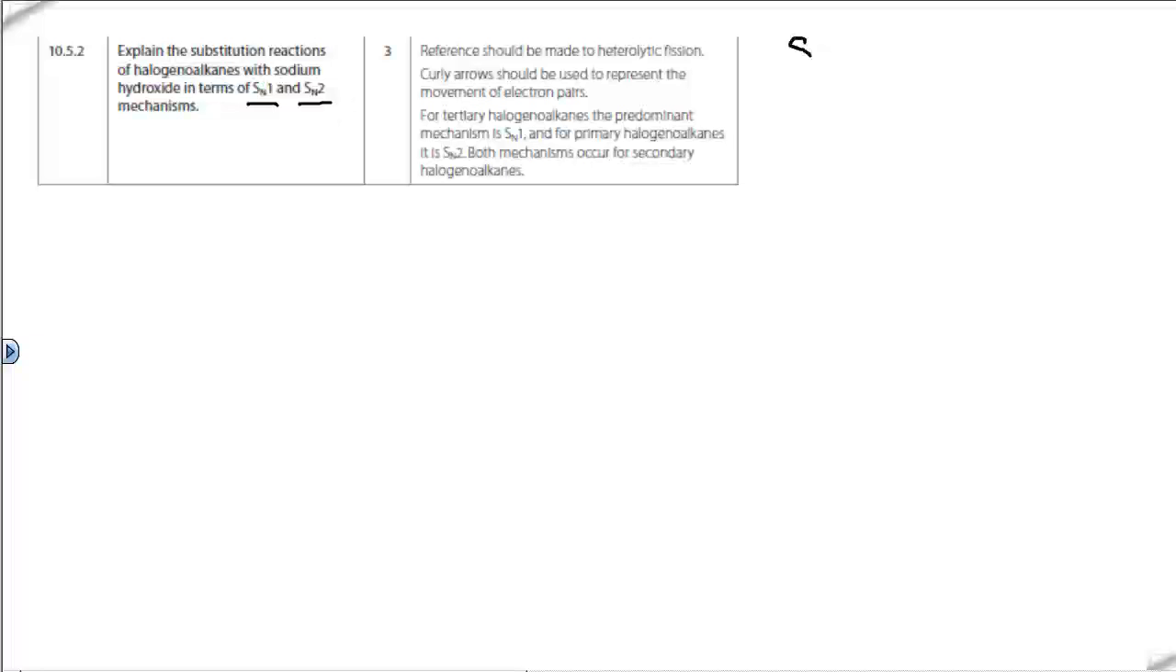So first of all, let's talk about the name. The S stands for substitution. The N stands for nucleophilic, meaning it involves a nucleophile. And the number, now that's going to come in handy here in a second. I'll show you where that comes in a second.